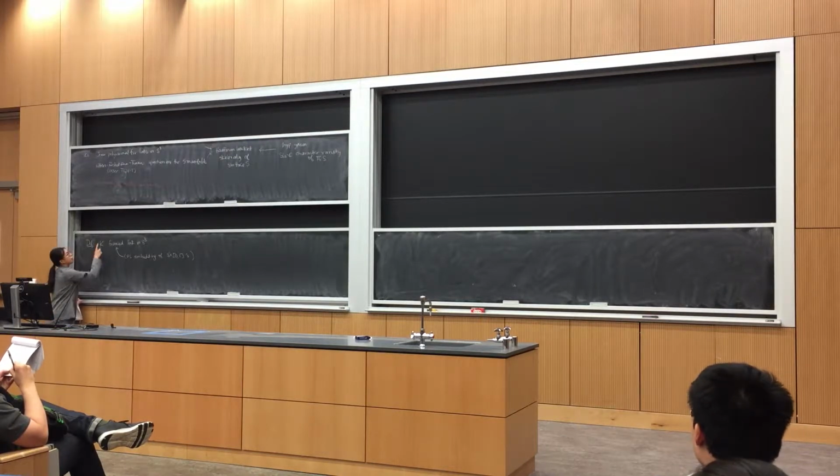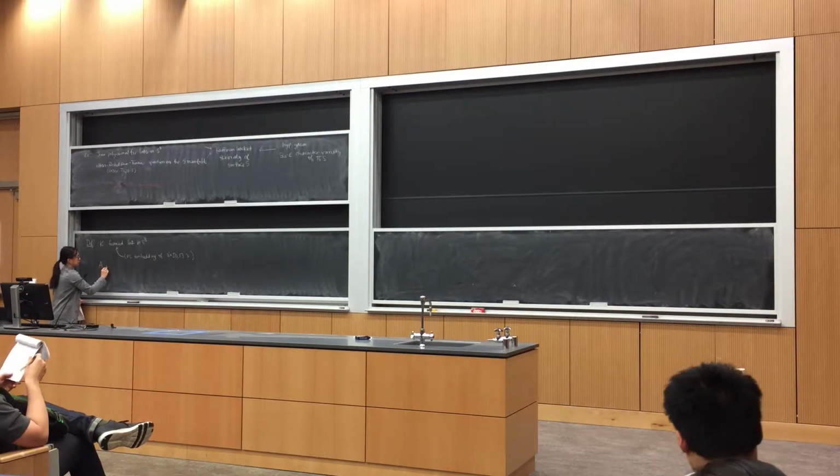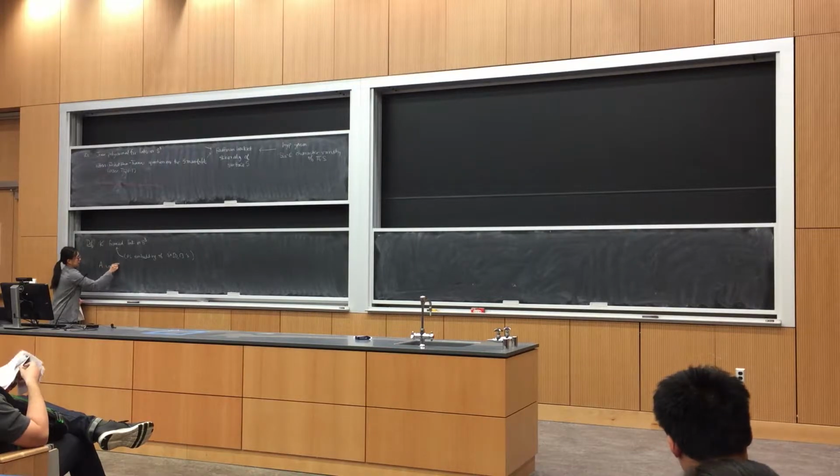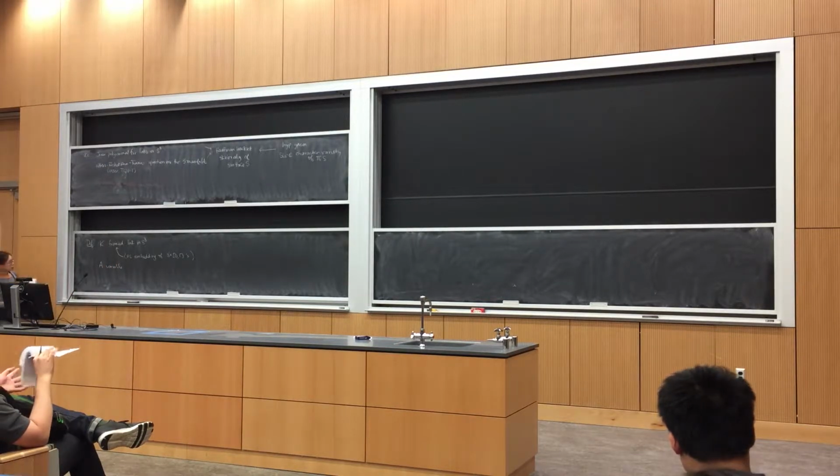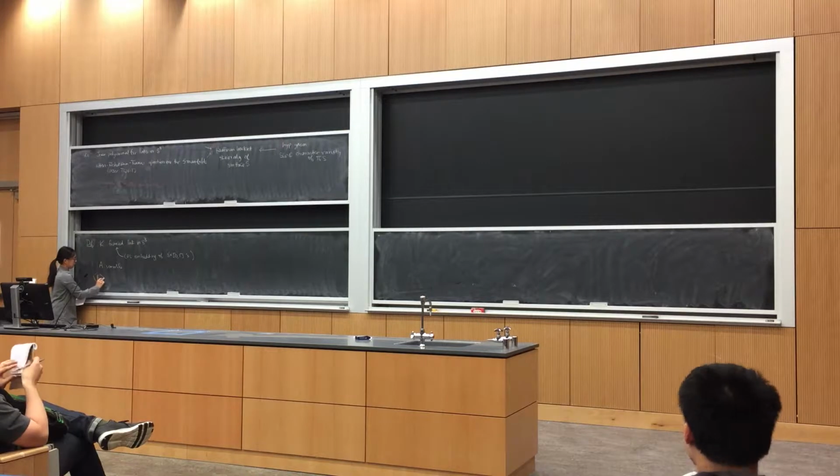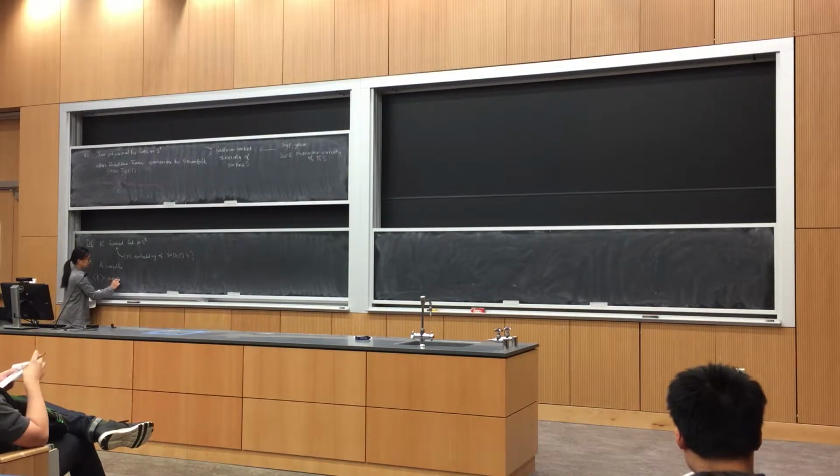The other thing I'll need for this definition is a variable, A. And the Kauffman bracket is computed using rules. I'm going to write down the rules, and then I'll explain how to use the rules.